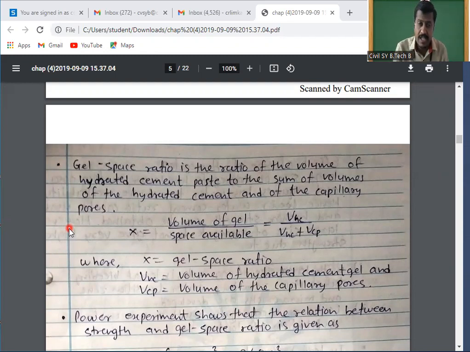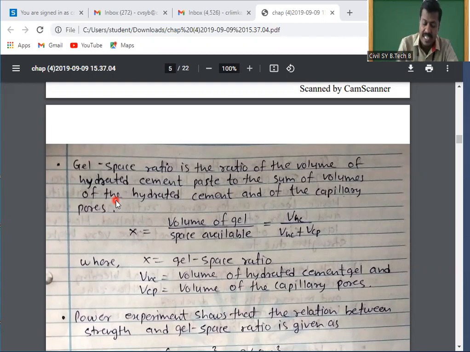So what does gel space ratio tell us? Gel space ratio is nothing but the ratio of the volume of your hydrated cement paste, please underline this particularly, to the sum of volume of your cement paste plus volume of your capillary pores. As I told you, there are some pores present in the cement particles or in your concrete body, so we have to consider those pores also.